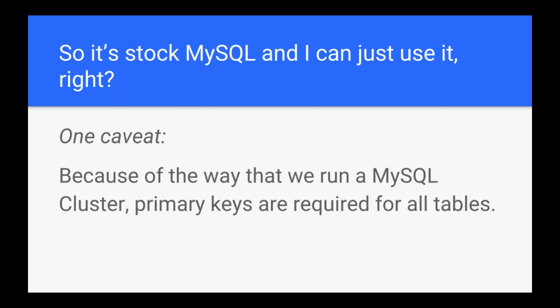So it's a stock MySQL, and I can just use it, right? Well, there is one caveat. Because of the way we run a MySQL cluster, primary keys are required for all tables. A primary key is a unique identifier for a row. It's typically an integer in MySQL. You can also use UUIDs in MySQL. You can even use strings. But it is going to be a unique identifier for a record within a table. And what that means is we actually use that for our clustering tool.